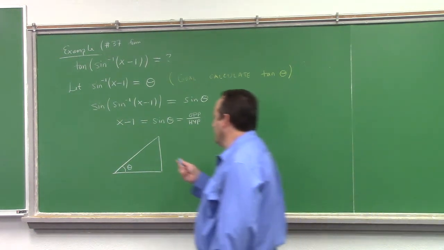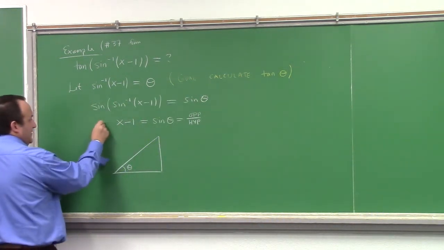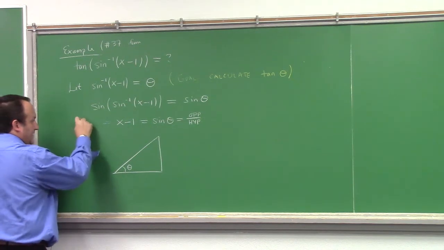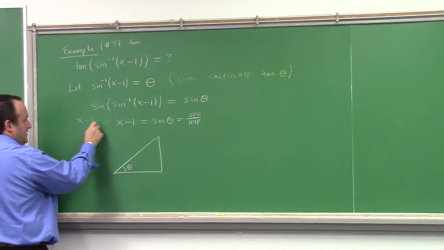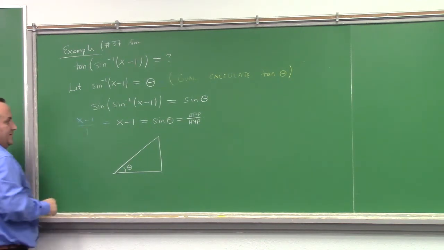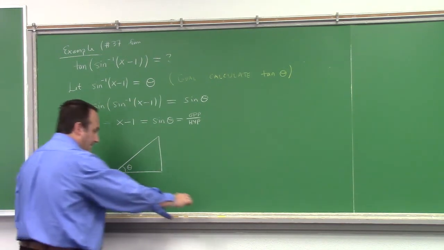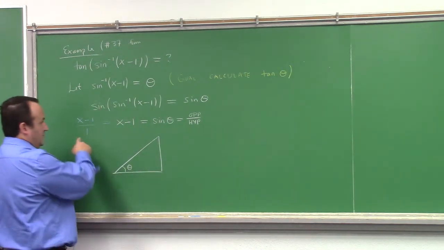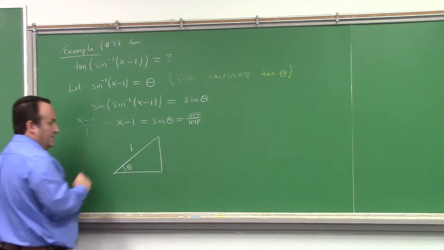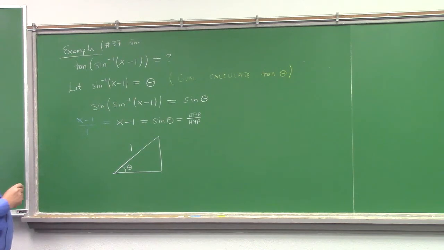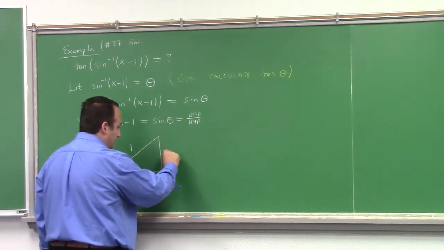How about this? If you allow me this short manga-style calculation: x minus 1 divided by 1. There you go, now it's a fraction. So what does that suggest? That suggests we make the triangle have a hypotenuse of length what? So we put 1 on the hypotenuse, and we make the opposite side x minus 1.